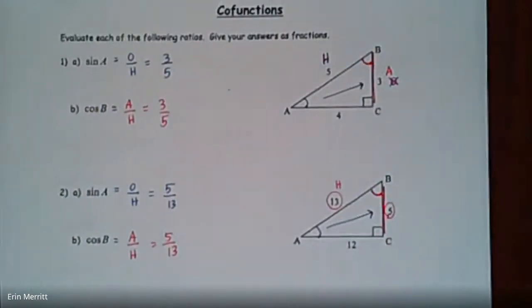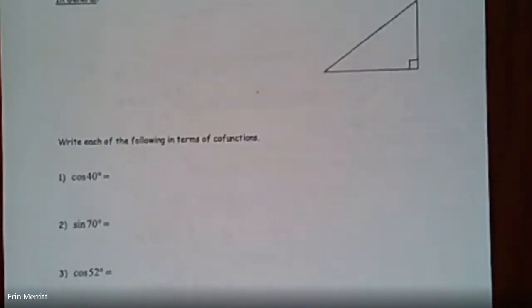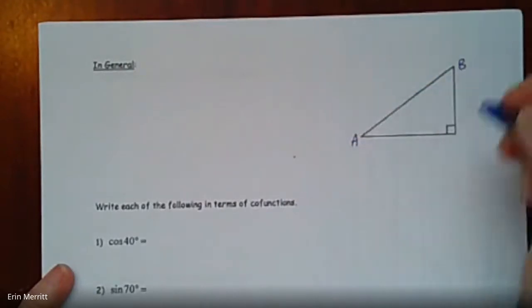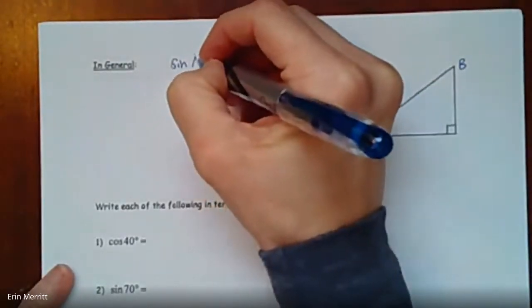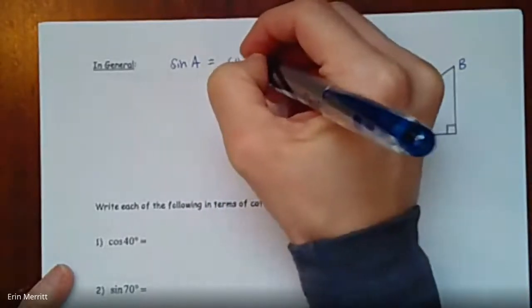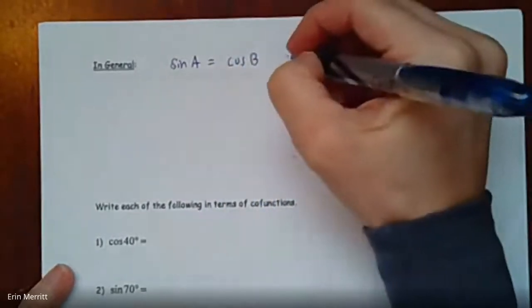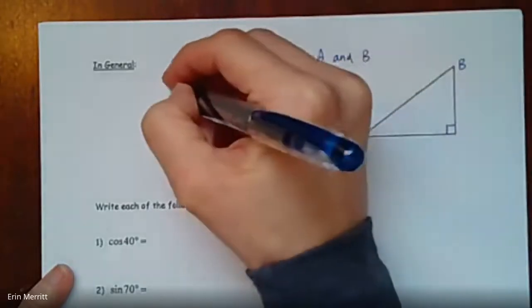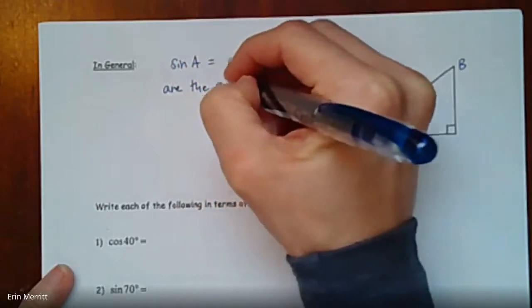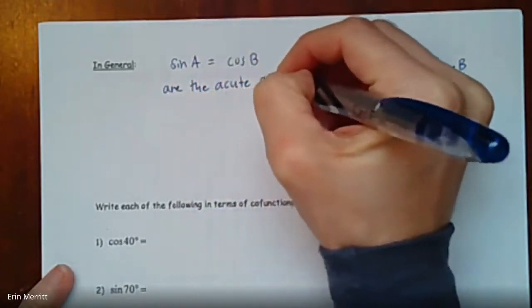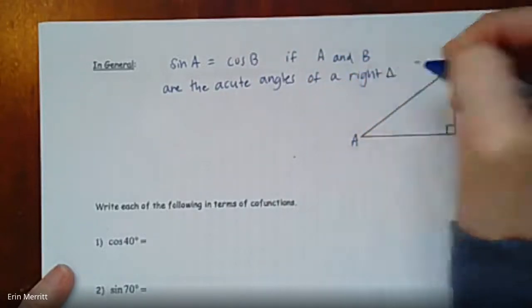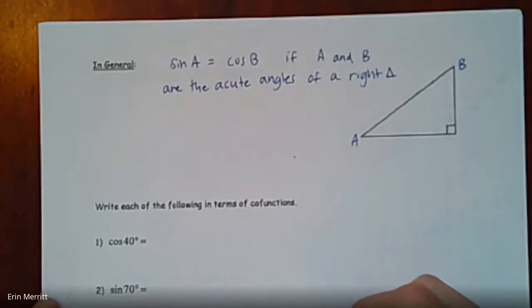So when we flip on over, let's put all that together. In general, I'm going to call this A and call that B. In general, the sine of angle A should be equal to the cosine of angle B if A and B are the acute angles of a right triangle. So there's the first part.